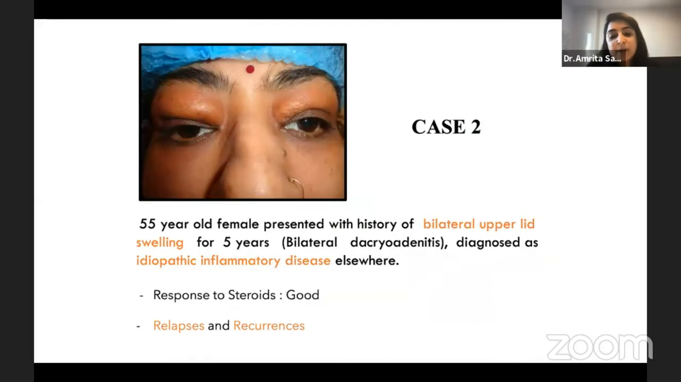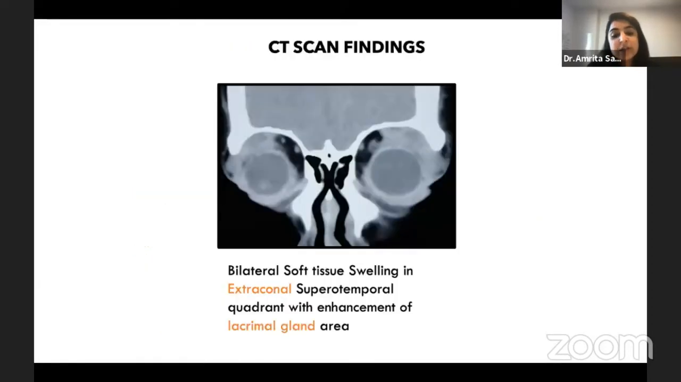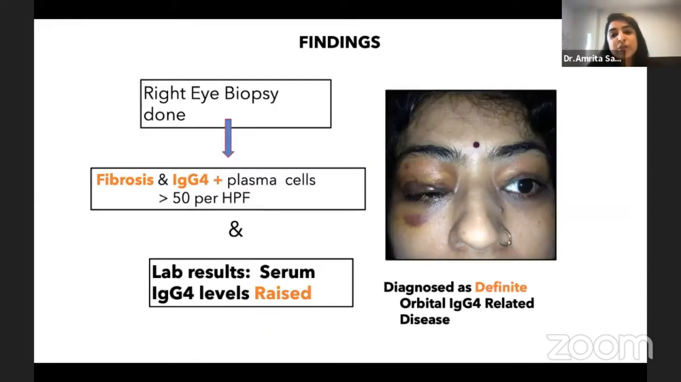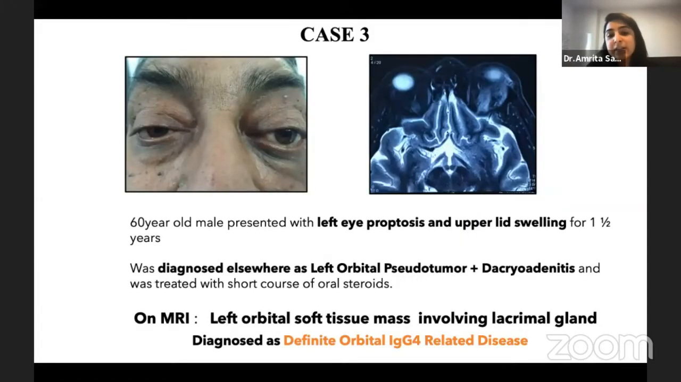Second case, bilateral upper lid swelling. Response to steroids was good, and he was diagnosed as idiopathic inflammatory disease. As soon as the steroids were withdrawn, relapses and recurrences started. CT showed bilateral lacrimal gland swelling. Incision biopsy showed typical histopathology features and serum IgG4 levels were raised, again diagnosed as definite IgG4 disease. Third case, left eye proptosis with upper lid swelling, again diagnosed as definite IgG4 disease.